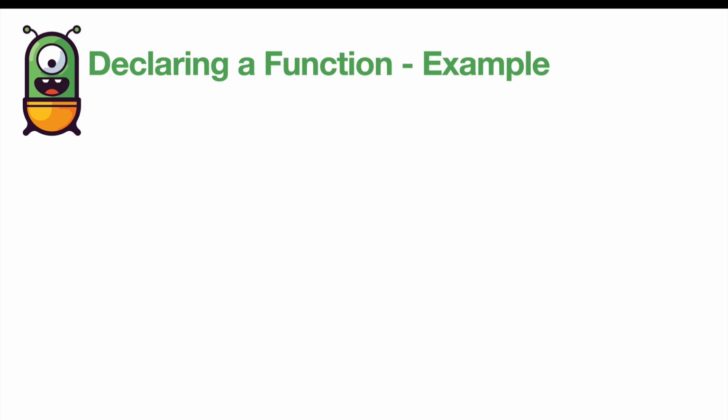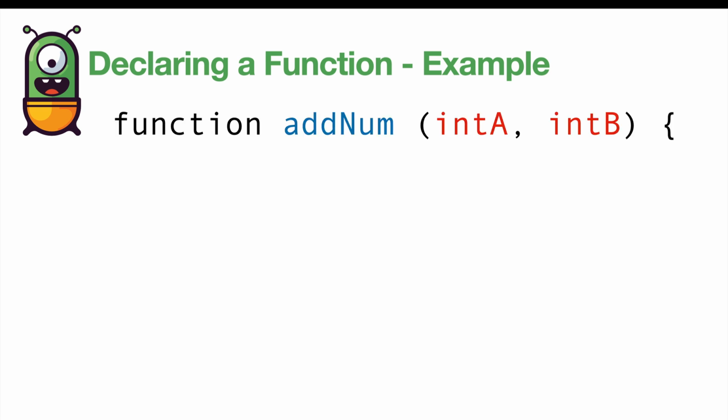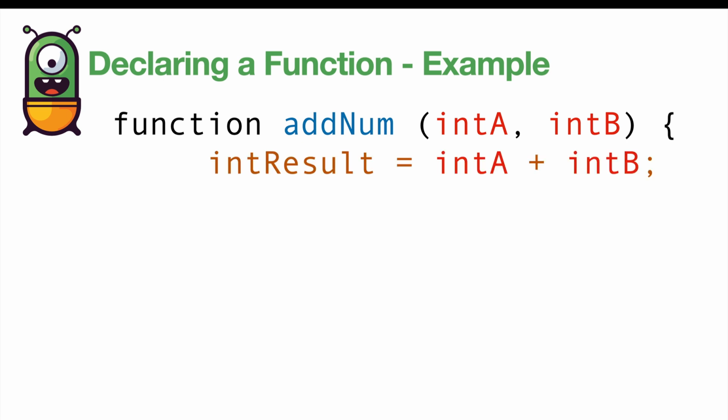Here's an example of declaring a function. Okay, so if I have a function called addNum that adds those numbers together, it's the same one we've been discussing, and it takes int a and int b, two integers, as arguments. Then it's going to have the first line of code, which adds those together and puts them into a variable called int result. And then I'm returning the value of int result back to my main program. And then, of course, the closing brace.